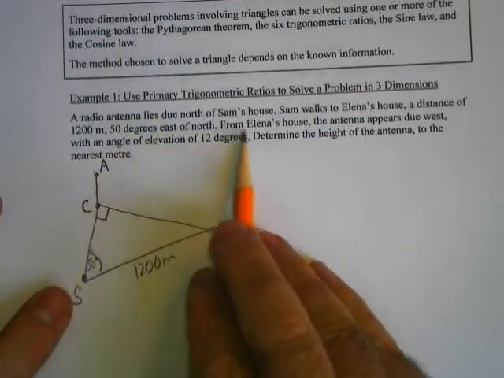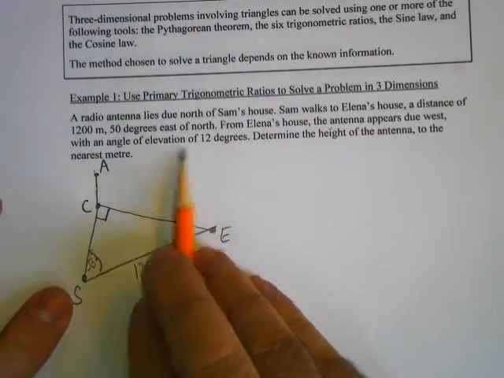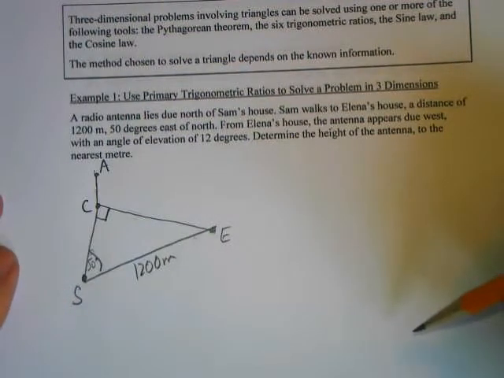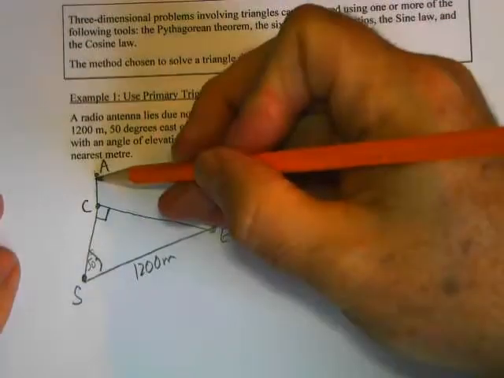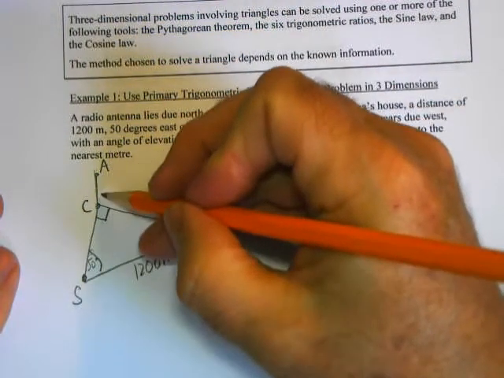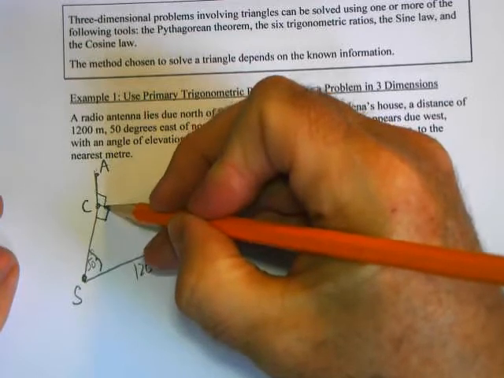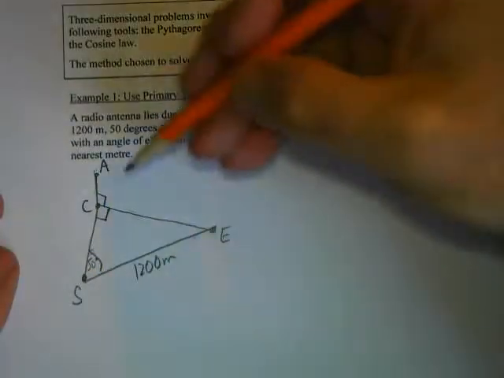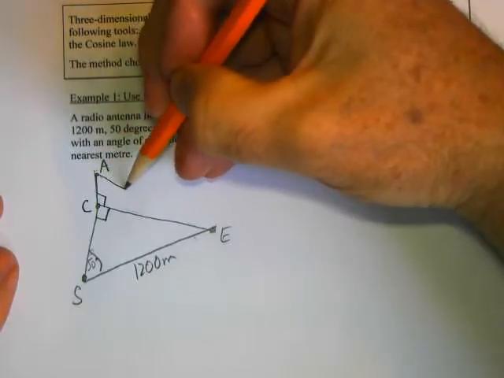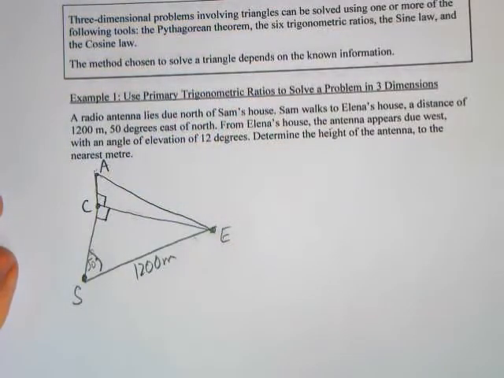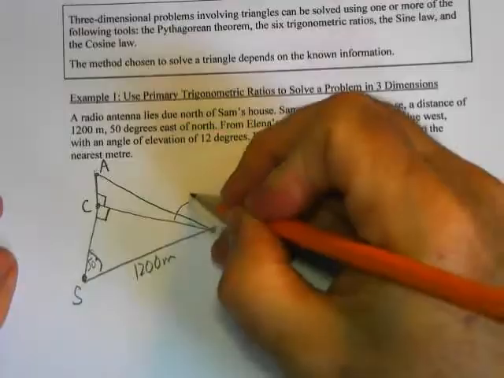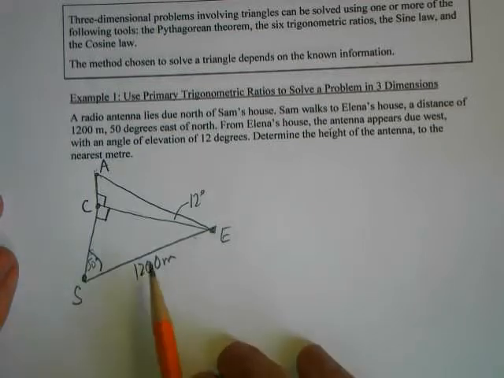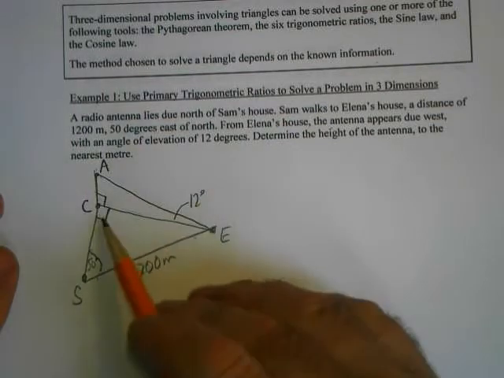So let's keep going. From Elena's house, the antenna appears due west with an angle of elevation of 12 degrees. So now we kind of start completing our third dimension, which is looking up. So I've already drawn this antenna here, which is straight up in the air. So you have to kind of imagine that's the third dimension. So if I was measuring the angle from the ground, that's 90 degrees. But when Elena looks at the top of the antenna, it's saying it looks like it's a 12-degree angle from where she lives.